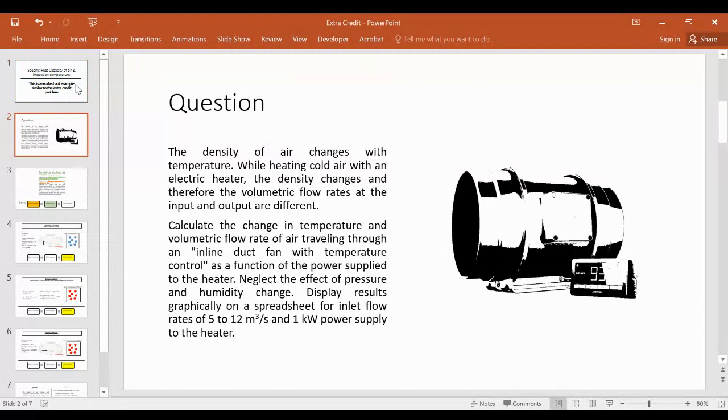So we know that if you supply some heat energy to a mass of material, the material can be a solid or a liquid or a gas, it doesn't matter, the temperature will go up. How much does the temperature go up? Well, that depends on the specific heat capacity of the material.